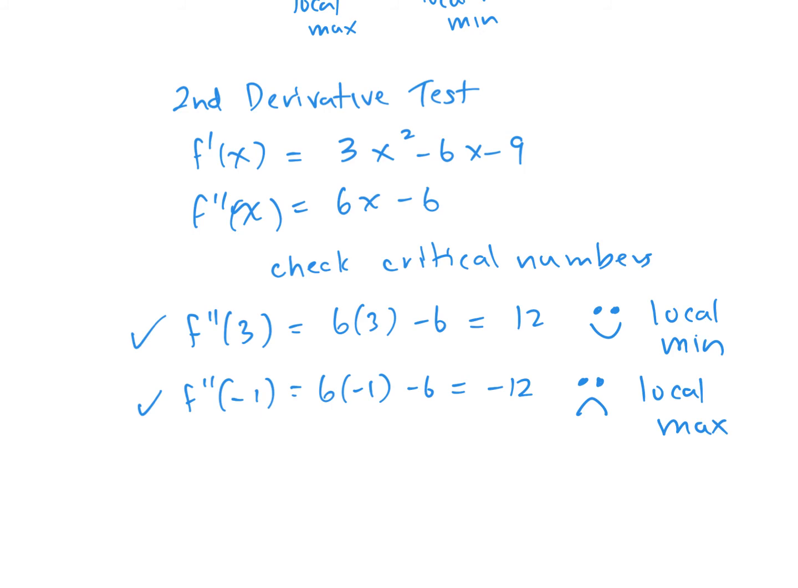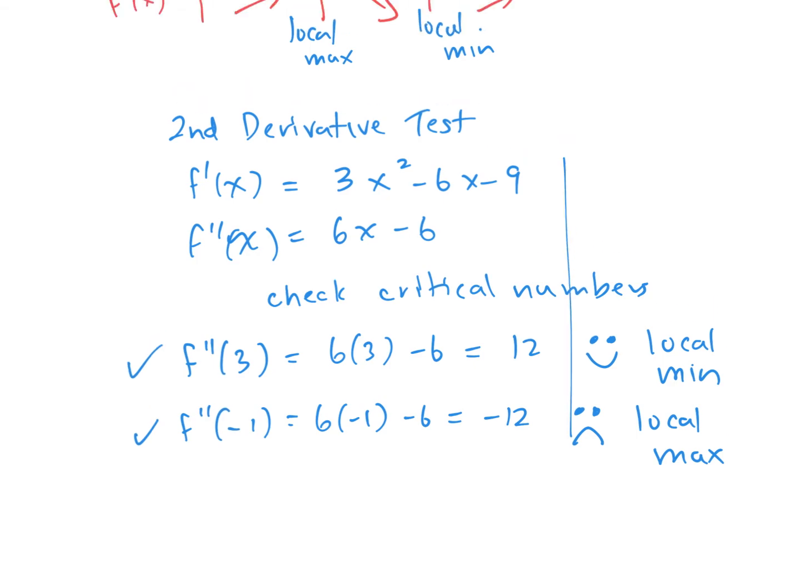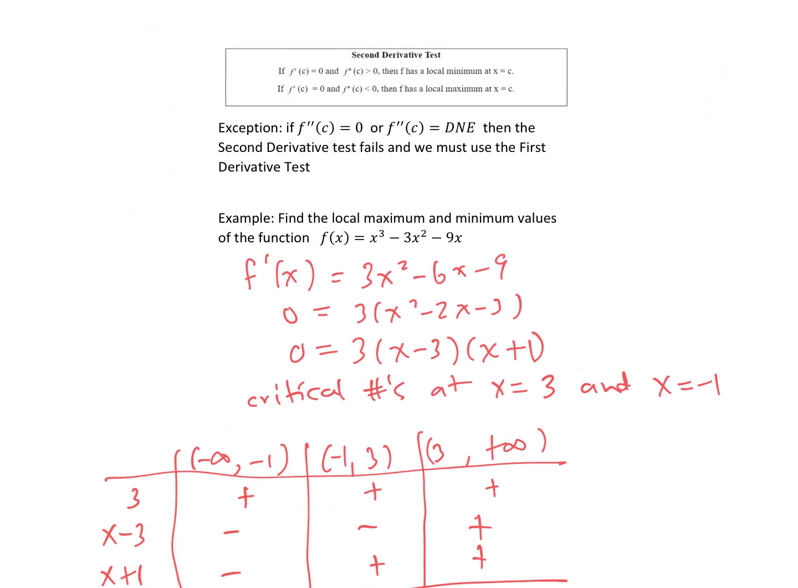Earlier, perhaps not on this previous slide. Yes, so right here we do have an exception. If we do the second derivative test and we get 0 or does not exist, then the second derivative test fails and we go back to using the first derivative. But for the most part, so let's look at another one.